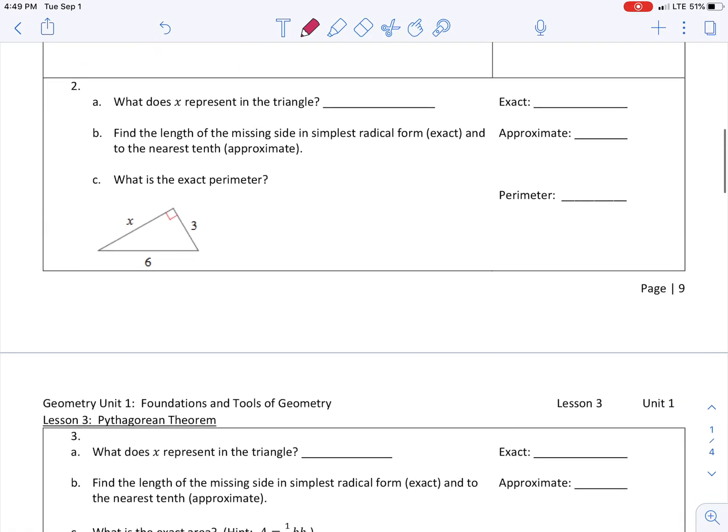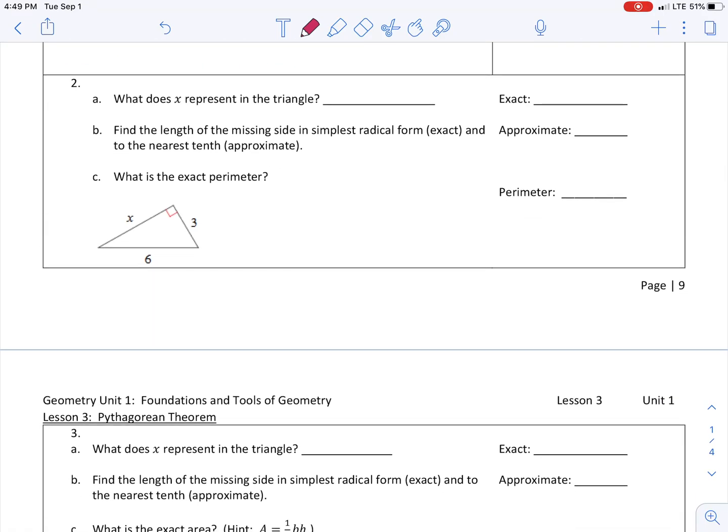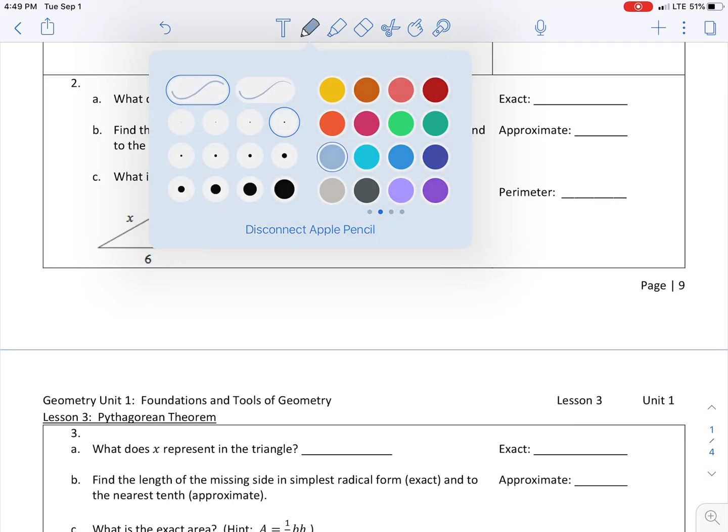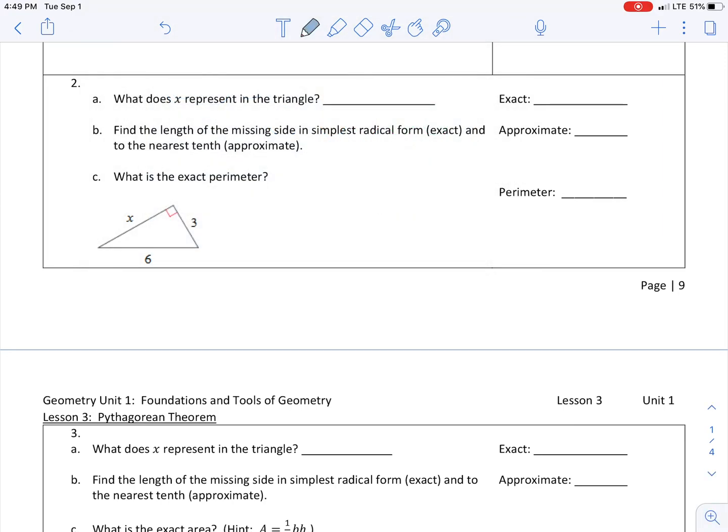Moving on to example 2. This time it's asking us the same thing. What is x representing in this triangle? So if we're looking at our side length here, x, we want to know, is that the hypotenuse or is that a leg? And in this case, we're actually trying to solve to find the leg. If you look, the 6 is the number across from the 90-degree angle. And so that one is going to be our hypotenuse.